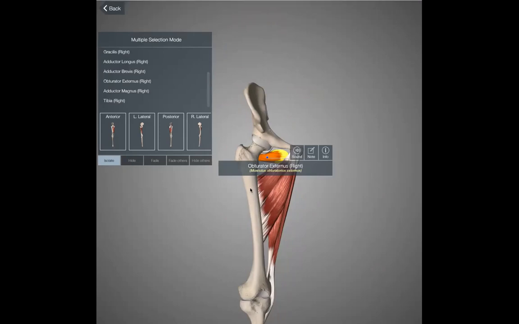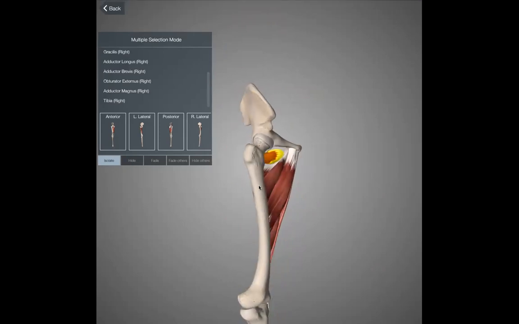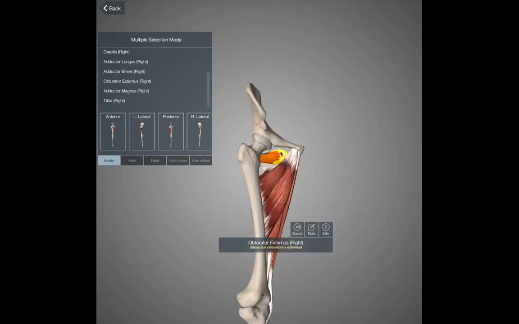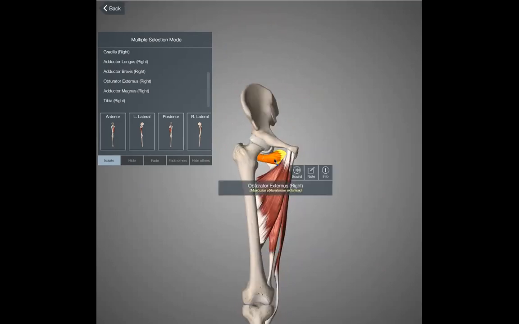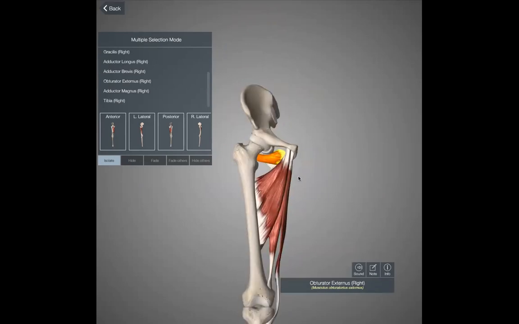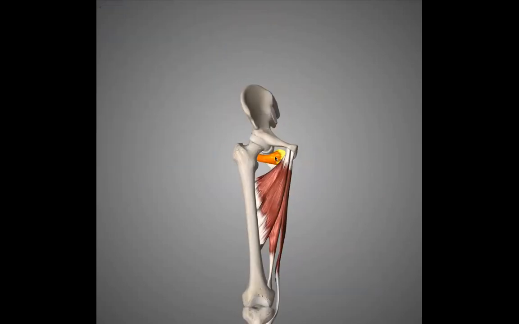And it originates from the membrane of the obturator foramen externally. Okay, externally. And it passes under the neck of the femur. This is the neck of the femur. It passes under it, and it attaches onto the posterior aspect of the greater trochanter. What does it do? If this muscle contracts, becomes short, it causes adduction of the femur.